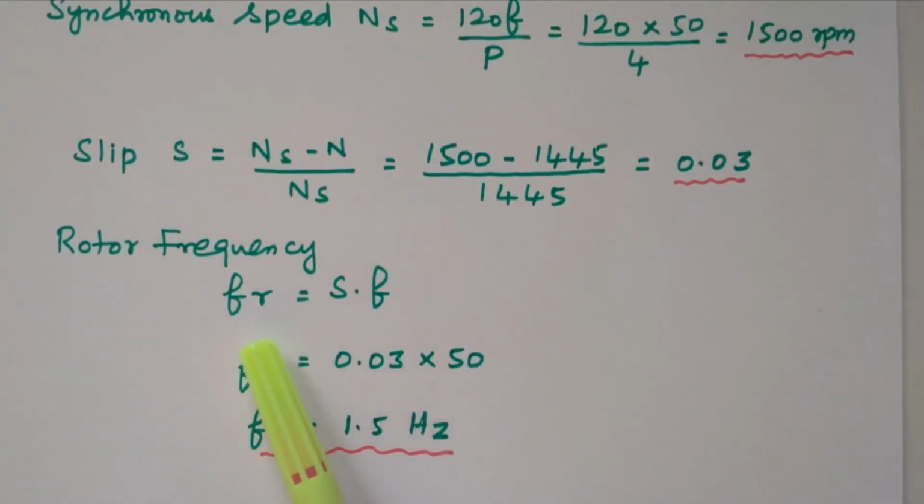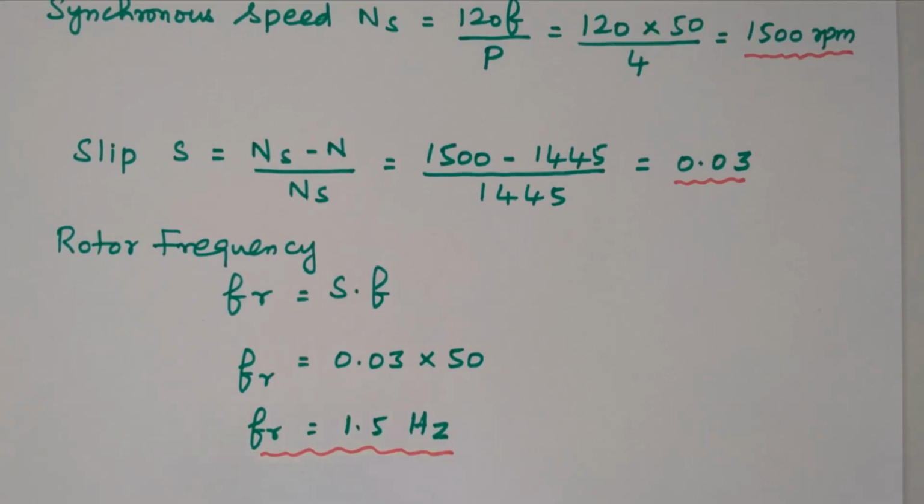The rotor frequency, Fr equal to S into F. Because of the running condition, we need to find the frequency by using the slip of the induction motor. F is the frequency of the supply, S is slip. By using S into F, we will get the frequency of the rotor. So Fr equal to S into F. S is 0.03, the slip we just calculated, and the frequency is 50 Hz. By simplifying this, we got 1.5 Hz. The frequency of the rotor under running condition is 1.5 Hz.